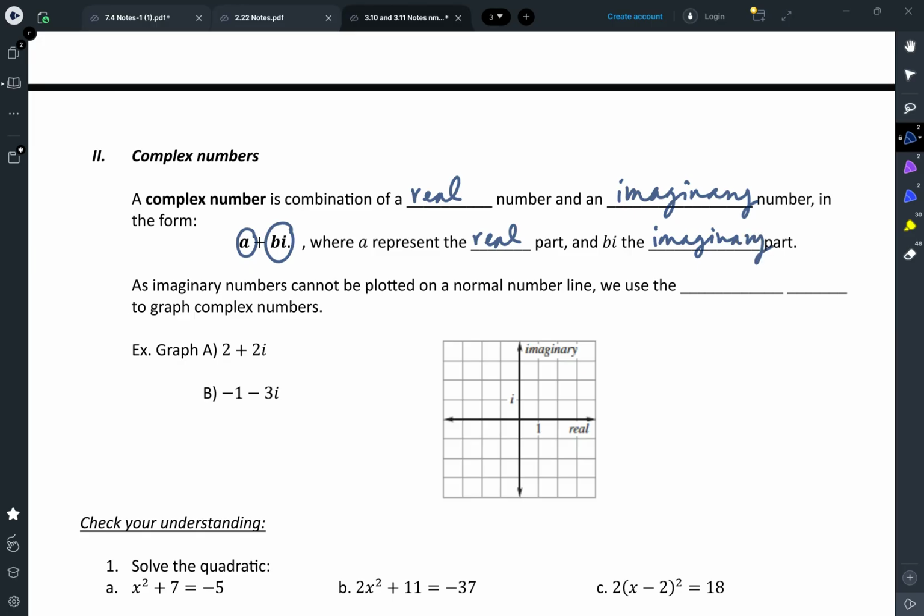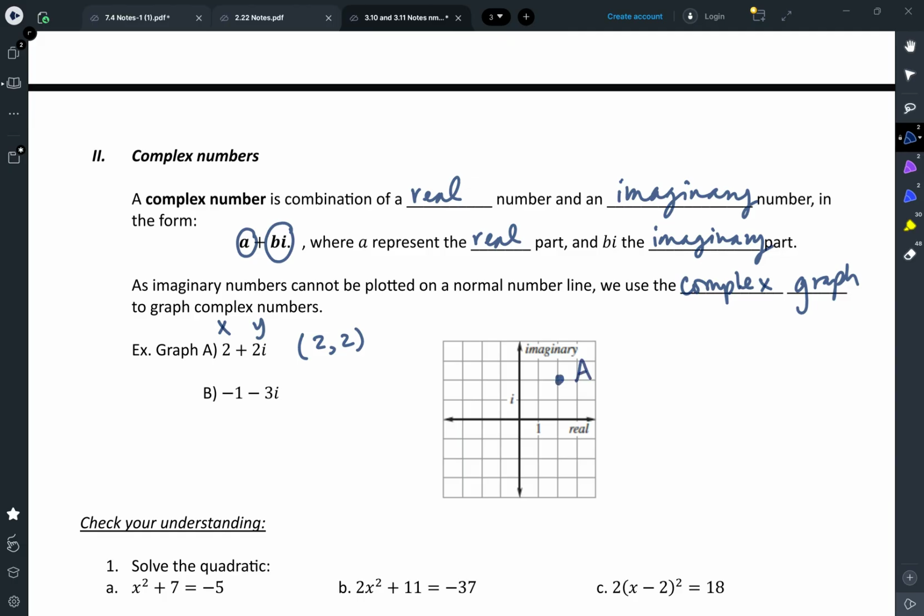We can plot these not on a normal number line, but on a coordinate plane, and we call it the complex plane. So the way we're going to graph these is we're going to take the real part. For this first one, 2 plus 2i, the real part would be 2. That's going to be our x value. And then the imaginary part, the 2, the coefficient on i, that's going to be our y. So we're going to plot it like the ordered pair (2, 2). So it's always real, then imaginary. So (2, 2) would be right here. I'm going to label it A.